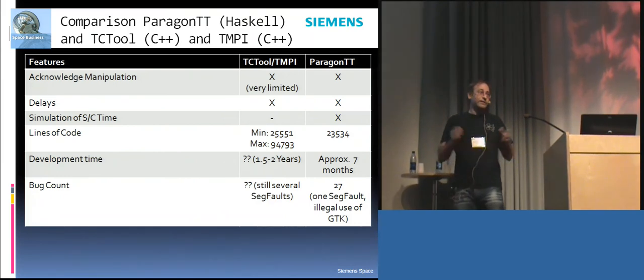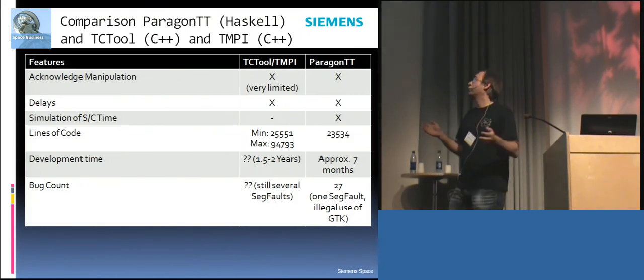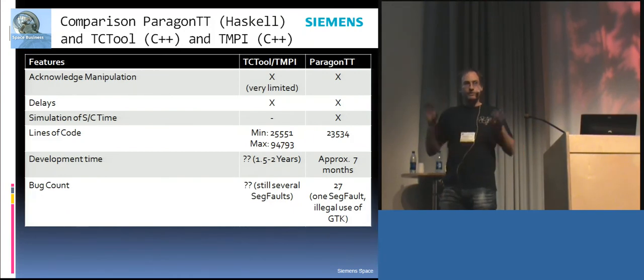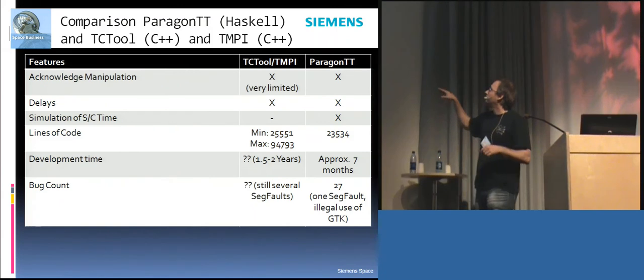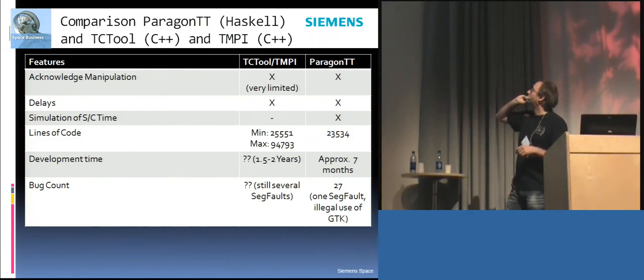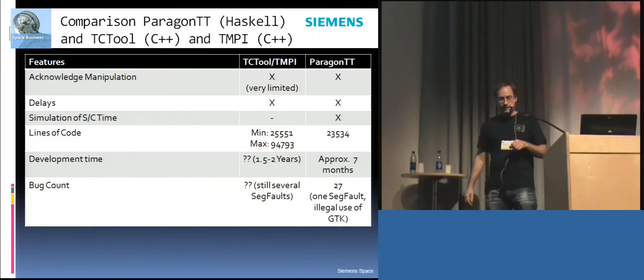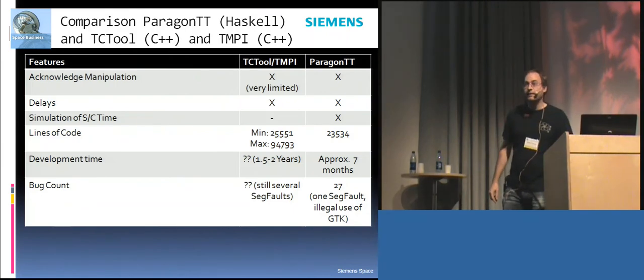Also for the bug count, I don't have access to the ESA database, so I can't really say, but there are still several seg faults inside. And if you remember what I said about the code quality, and you look at 700,000 lines of code, you should already get some shivers down your spine. So we had 27 bugs in Paragon, and 1 seg fault because the silly programmer didn't know how to use GTK, yeah, me in this case.